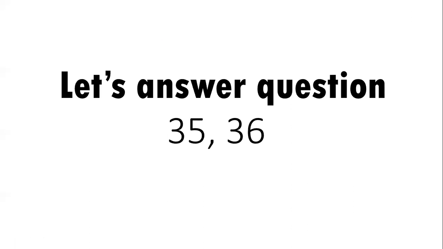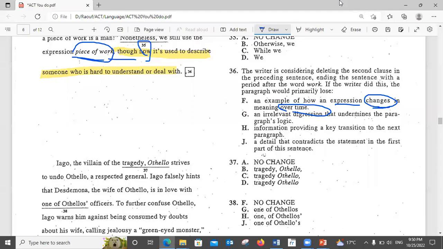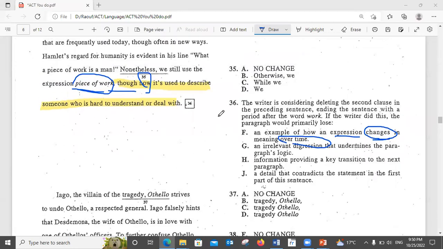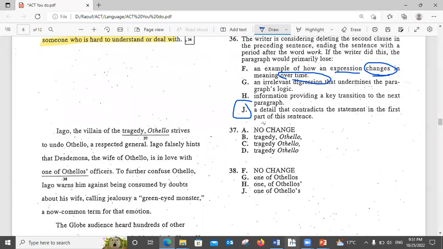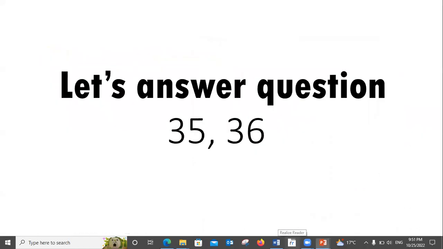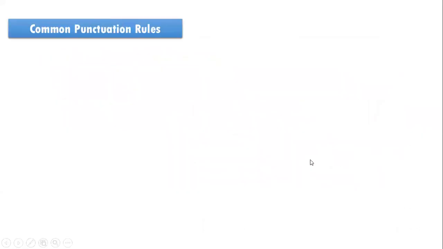Now, please answer questions 35 and 36. Yes, Shabab, very good. So 35 is D, 36 is J for these two reasons, as I explained. Let's go for the rest. We're done with 35 and 36.